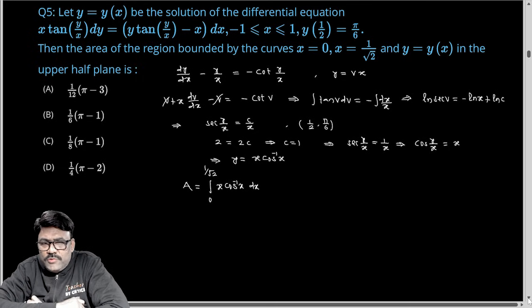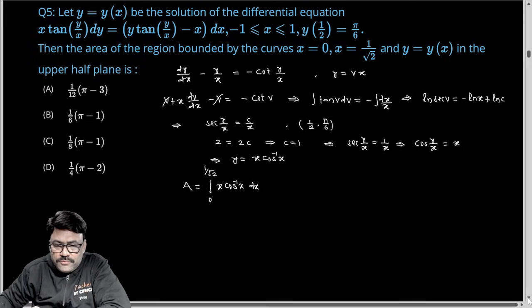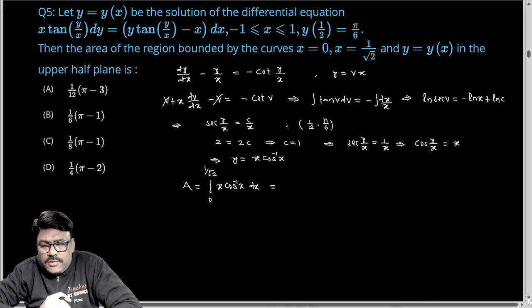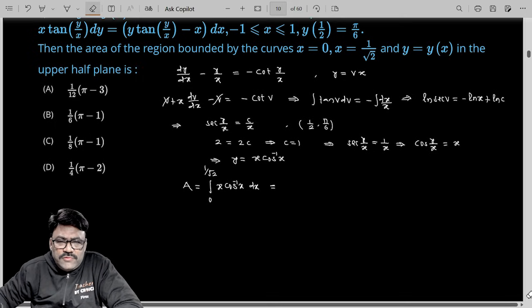The area of the region bounded by the curve, x is equal to 0, x is equal to 1 by root 2 and y is equal to y of x in the upper half plane. So simply they are saying the area between the curve and x-axis from 0 to 1 by root 2. Now here you can use integration by parts, taking cos inverse x as the first function and x as the second function. Or you can take cos inverse x as theta also. It's your choice.